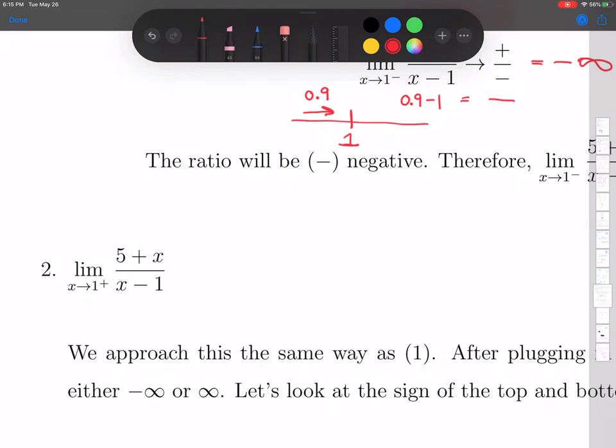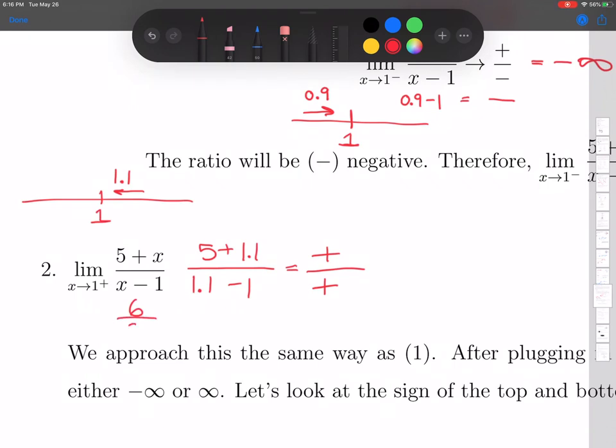So I'm going to erase this here, and we're going to do what we just did. We're going to think about what's happening with the positives and negatives. If I do my number line, here's positive 1. And I'm choosing numbers from the right of it, that are a little bit greater. So let's say we did 1.1. If I plug in 5 plus 1.1 divided by 1.1 minus 1, the outcome on top is going to be positive, divided by the outcome on the bottom, which is also positive.